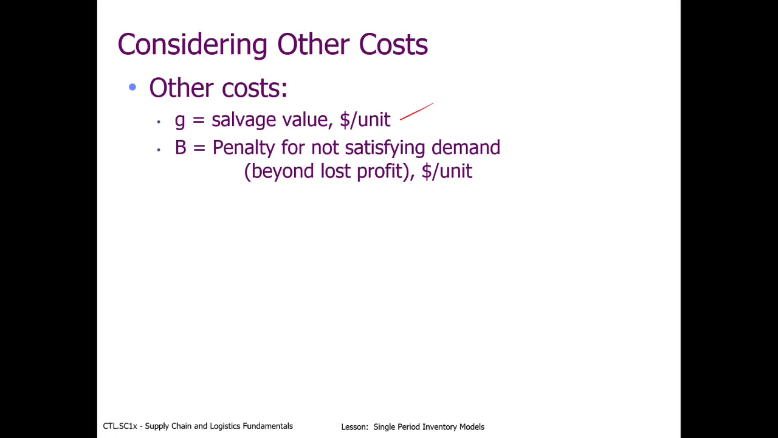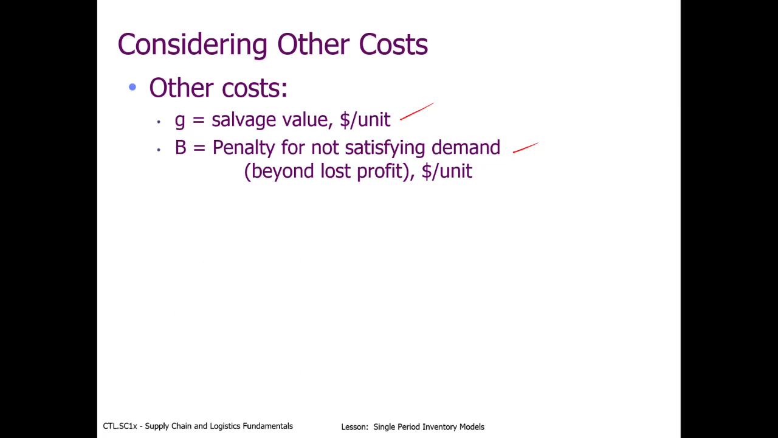Then I can also think of another cost, a B, which is a penalty for not satisfying the demand, over and above the lost profit. Let's say there's a loss of customer goodwill and I can put a dollar value on that. That would be the B. So every item that I'm short, I get dinged another B, that I get charged for.